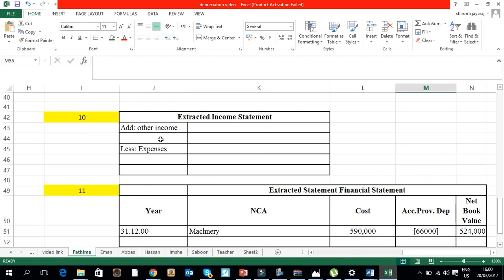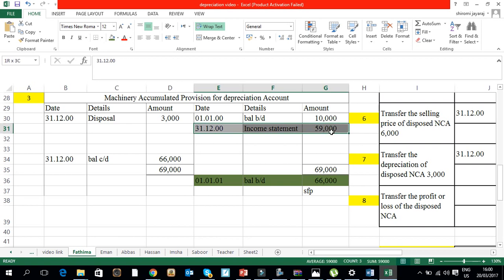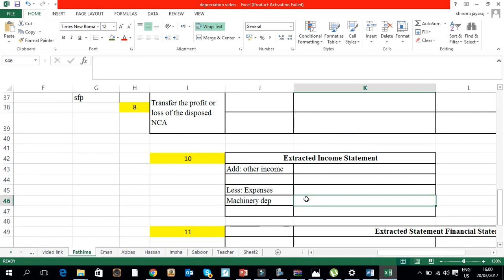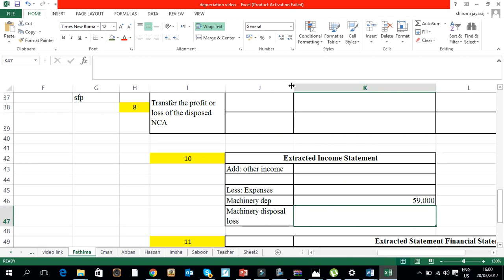Okay, now let's complete the extract of income statement. On expenses, machinery depreciation. And what was the machinery depreciation for this financial year? Is this value, which is 59,000. Let's enter 59,000 over here. And there was a machinery disposal loss. The machinery disposal loss. That was worth 1,000.